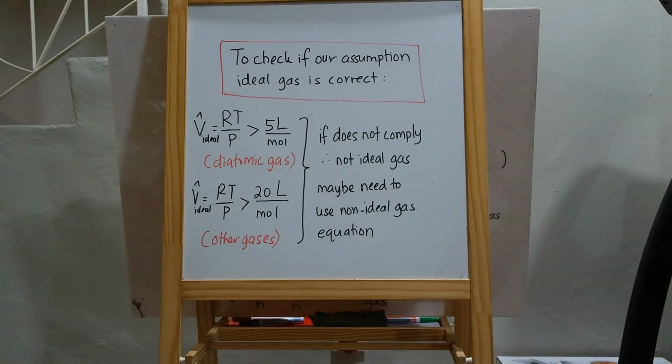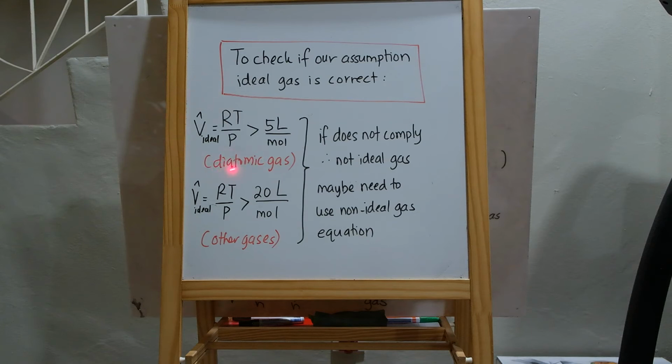To check whether our assumption of ideal gas is correct, we have to do this calculation. Because the ideal gas equation of state is actually an approximation, we need to check whether it is correct to use the ideal gas equation for the condition that we are given. So what we have to do is use this equation.